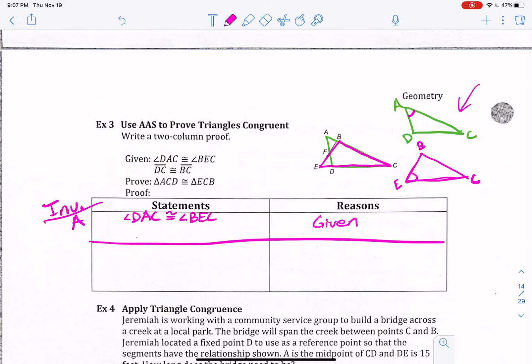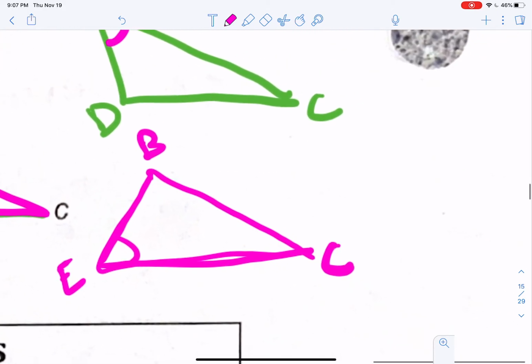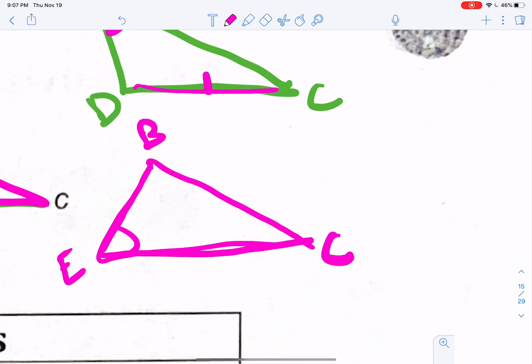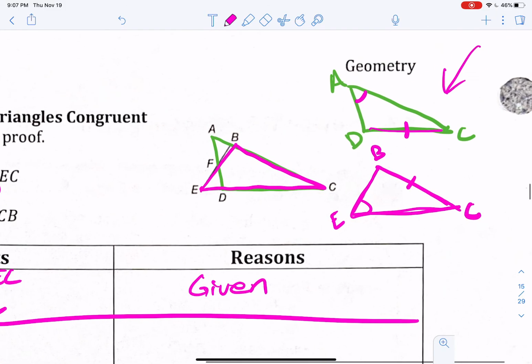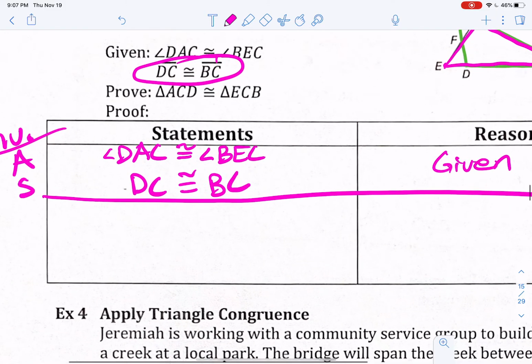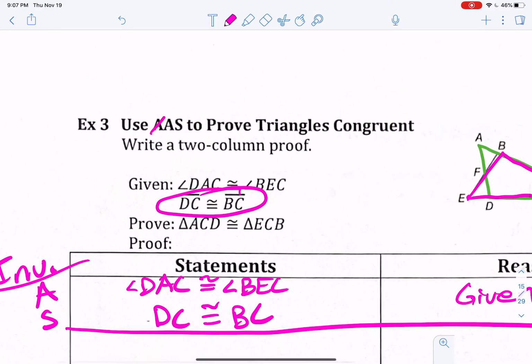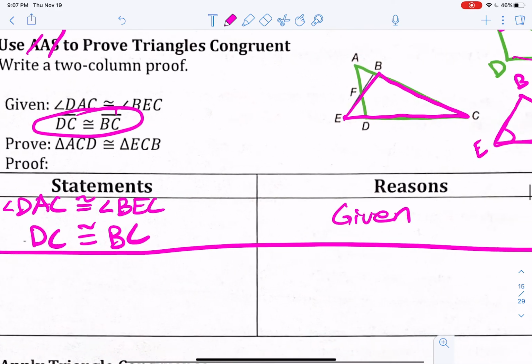The next thing says DC. I'm going right here with my other piece of given information. DC is congruent to BC. DC is this bottom side here. He is the same as BC, which is this top side here. All right, so now taking inventory, what does that give us? That gives us a side. So we know we're doing angle, angle, side. So I have an angle and I have a side and I need a third angle, okay?